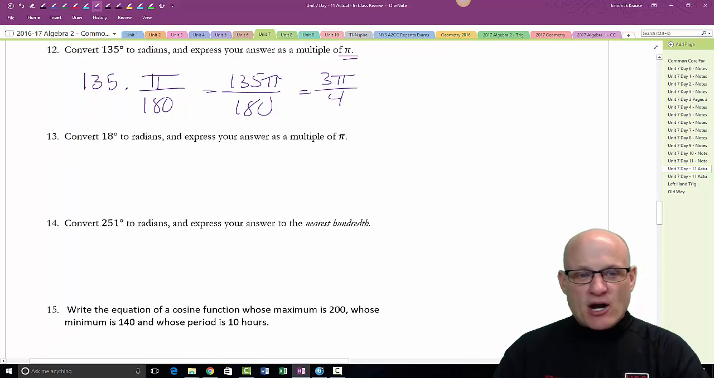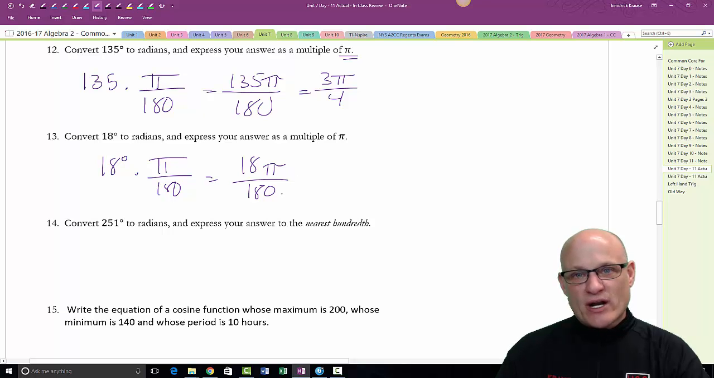Now this one I shouldn't need my calculator for. 18 degrees times pi over 180 is equal to 18 pi over 180. I'm assuming you all know that 18 goes into 180 10 times. So this is really just pi over 10.